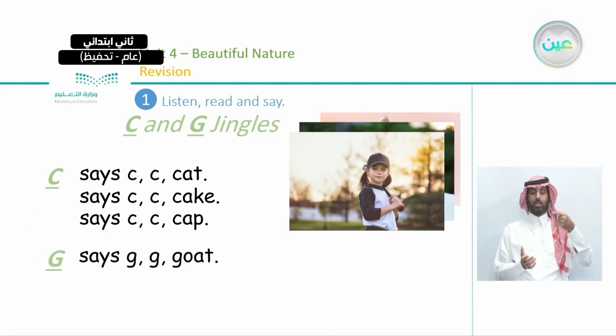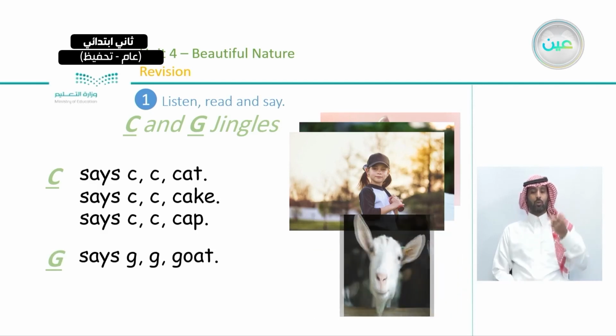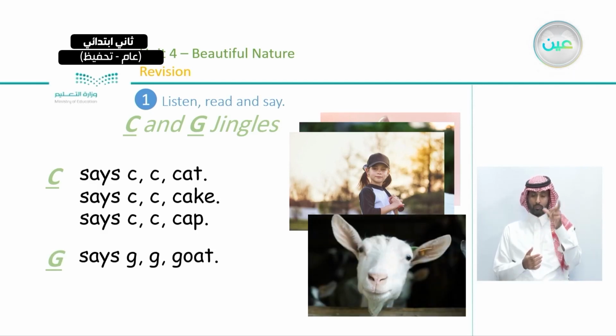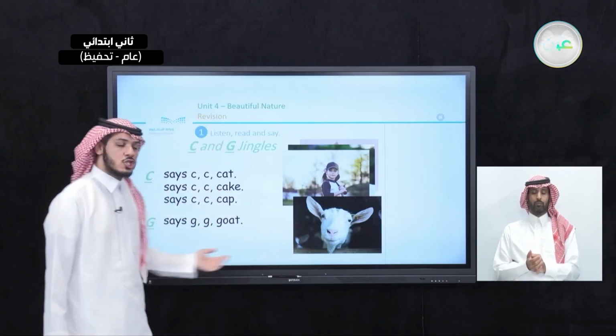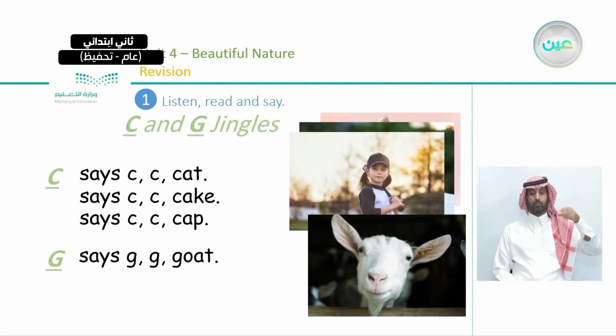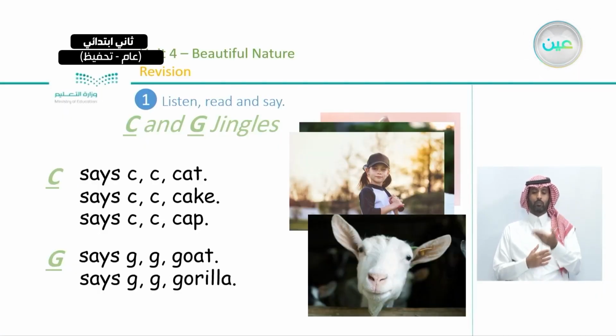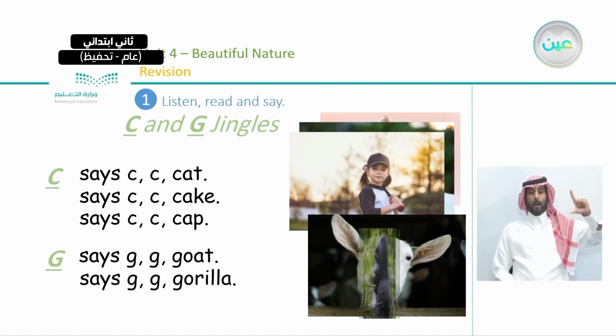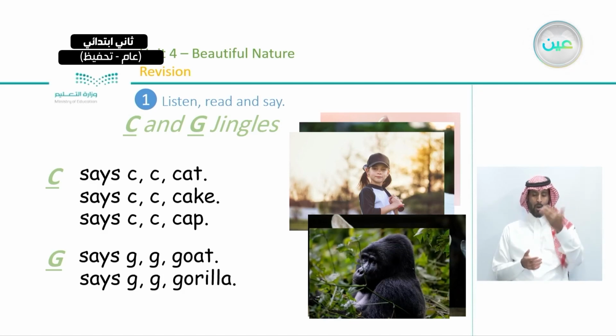So G says G, G, goat. What is goat? Yes, this is a goat. Okay, so G says G, G, goat. Okay, G says G, G, gorilla. Okay, what is a gorilla? This is the gorilla here. Okay, so this is gorilla.